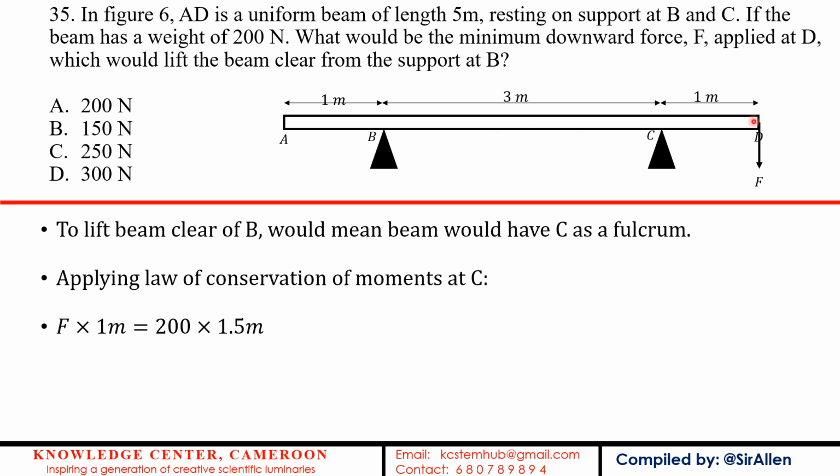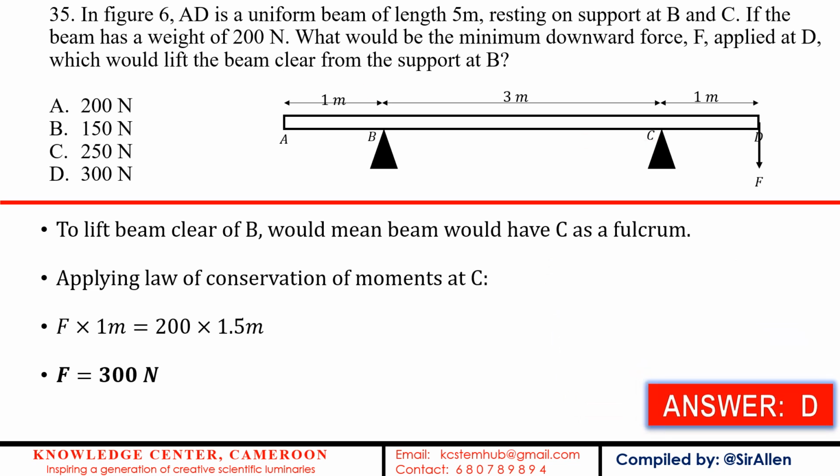This is only 1 meter here, so we can take off that 1 meter from this other side. So the weight of this guy is going to act somewhere here, 1.5 meters away from this C. Are we together? You notice that this is 1.5, so the weight is going to have a distance from this fulcrum of 1.5. That's why you see me multiplying by 1.5 here. So our F is going to be 300 newtons. You just want this moment to be equal, such that we can get this guy as a pivot. So our answer is D there.